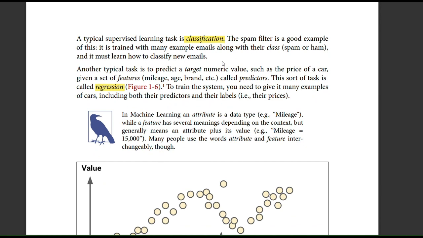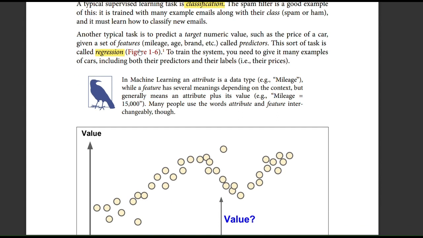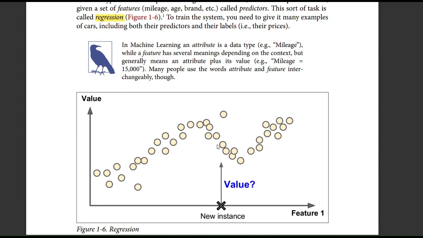Let's learn about classification and regression. Classification is when we have to predict the output as 0 or 1. So we're just classifying the particular instance. The best example is again the spam classifier. We're just classifying whether a particular email is spam or not.